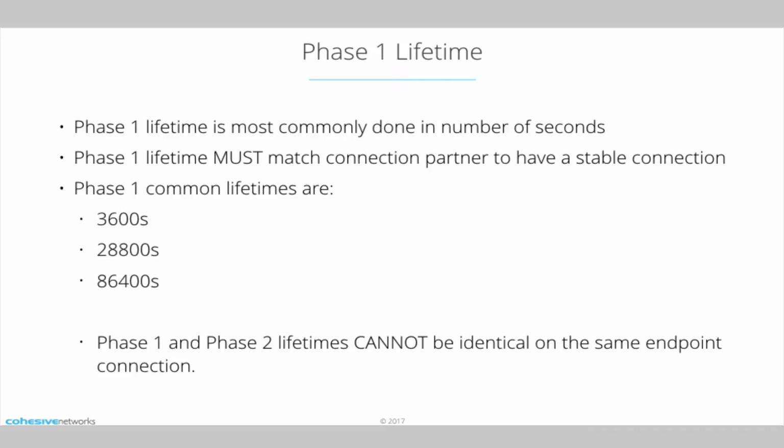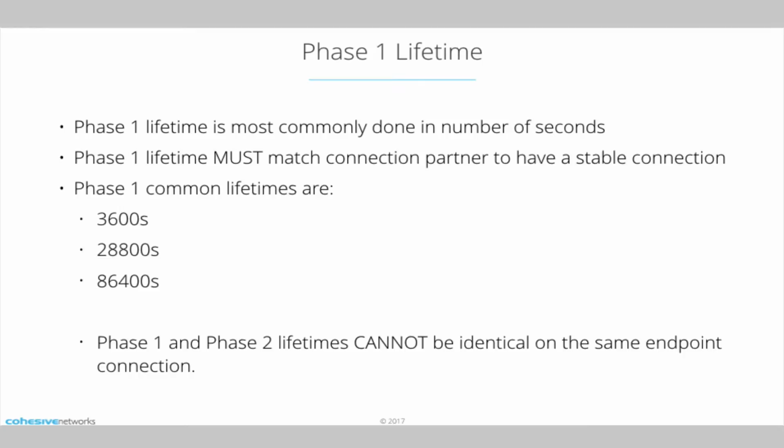And then phase 1 lifetime. Phase 1 lifetime is most commonly done in seconds. Every now and then somebody will say 8 hours or 24 hours, but they usually give you a large number, and that's in seconds. You have to match what the customer has to have a stable connection.